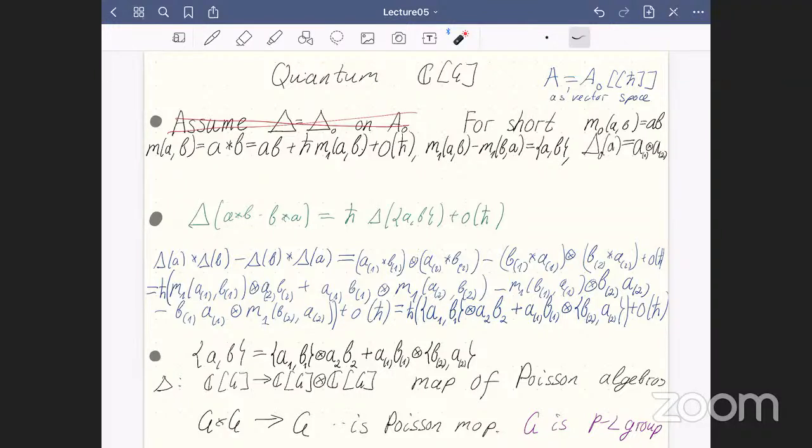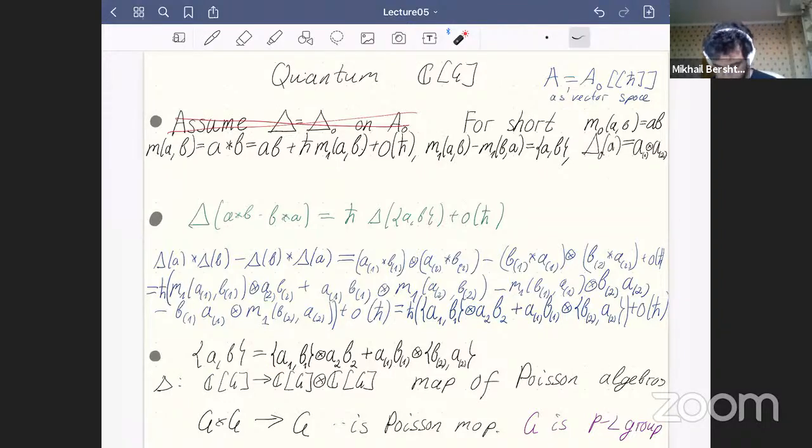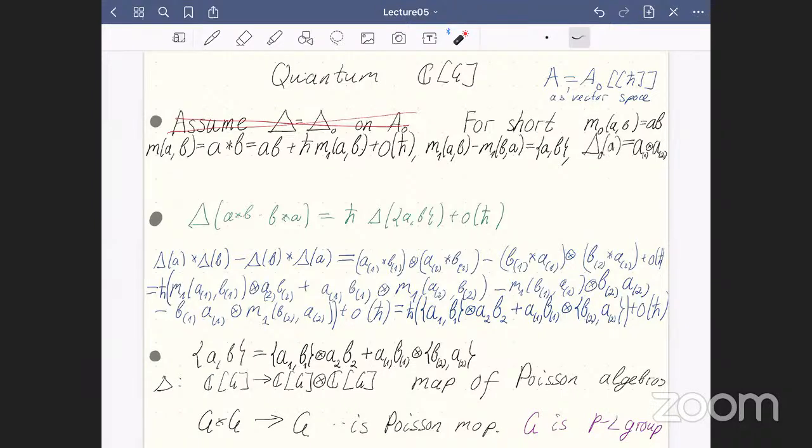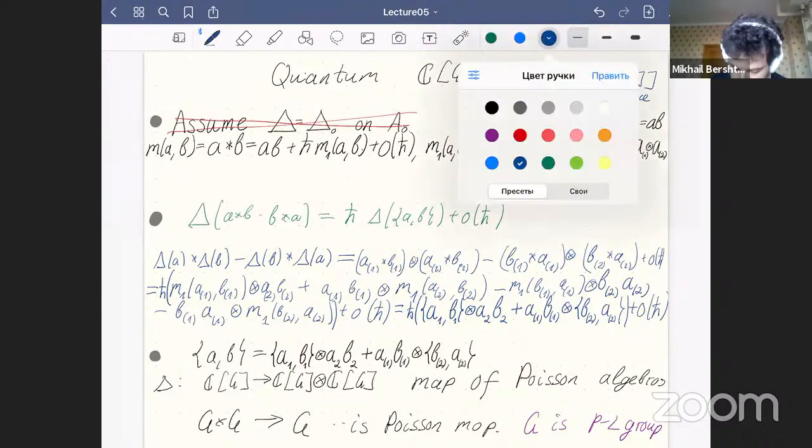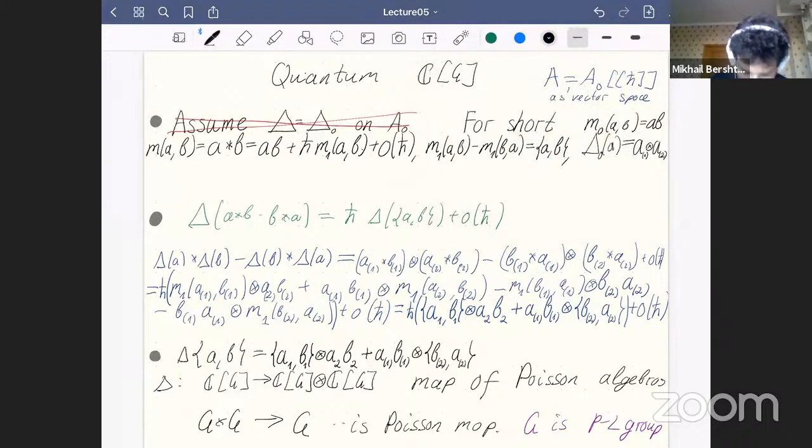Maybe we forgot coproduct on the left-hand side of this equality. Which equality? This equality? Yeah. Yes, maybe we forgot. So we definitely forgot. Other mistakes or comments?